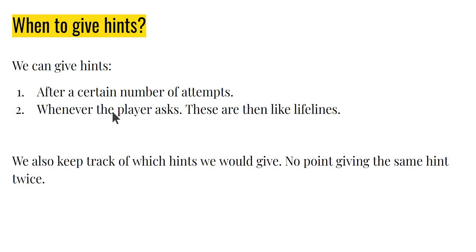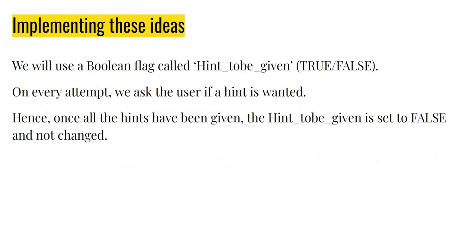Now, we are going to take the second approach, where whenever the player wants a hint, we will just provide the hint. So what we will do is use a Boolean flag called hints to be given, true or false. Basically, every attempt we'll ask the user if a hint is wanted, and we set this flag to true. And once all the hints have been given, we again set this flag to false and we do not change it.